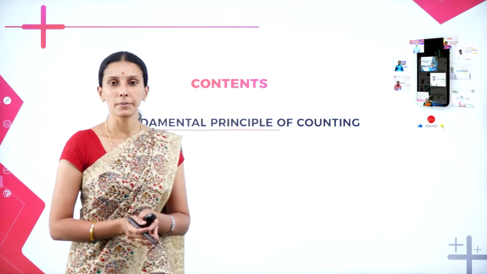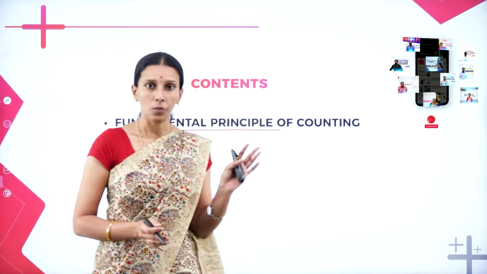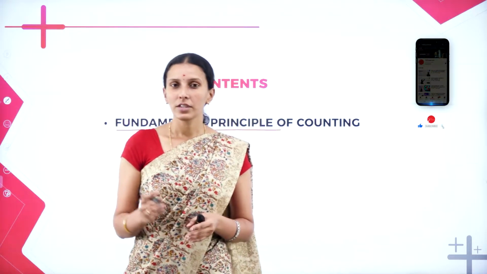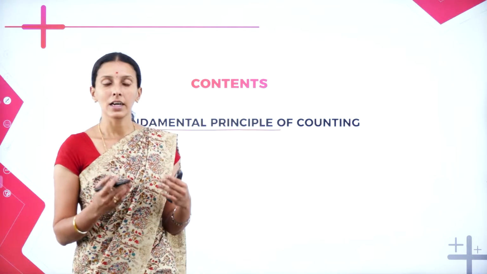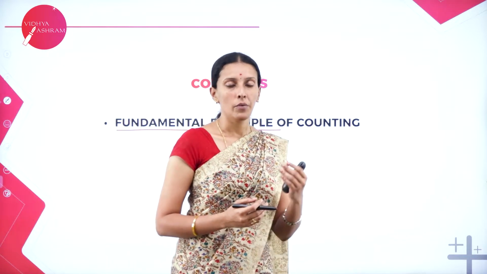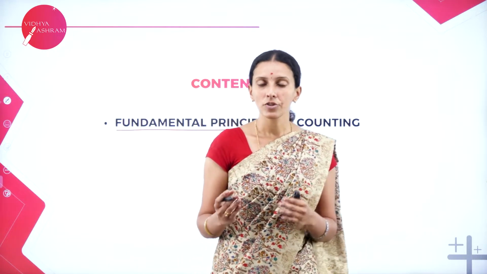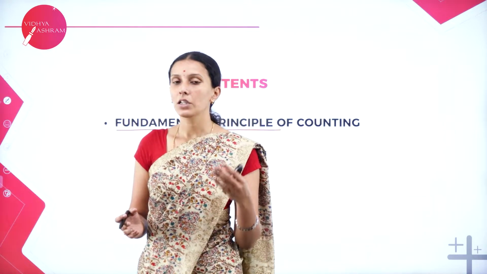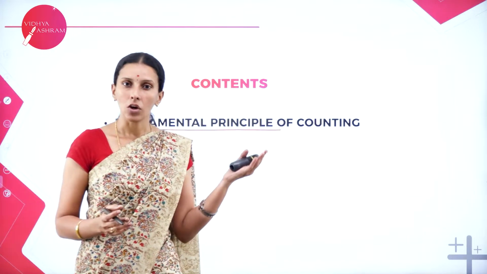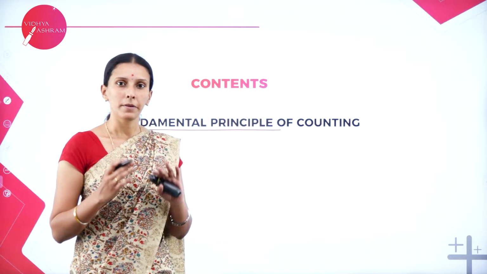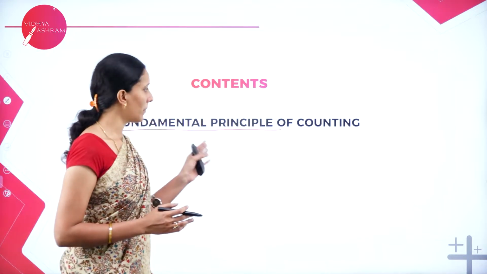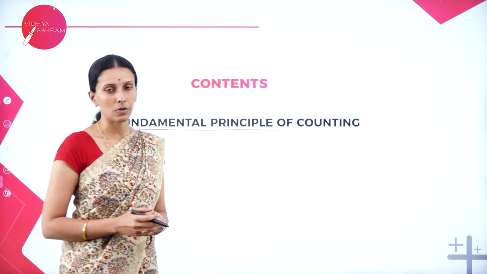So what do you mean by permutations and combination, and what do you mean by fundamental principle of counting? Permutation is arranging the objects with a certain order, whereas combination is nothing but the selection of objects. There, the order is not necessary. But before going to permutation and combination, we will study what is meant by the fundamental principle of counting.